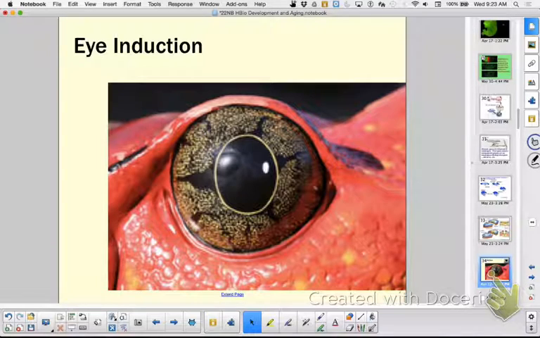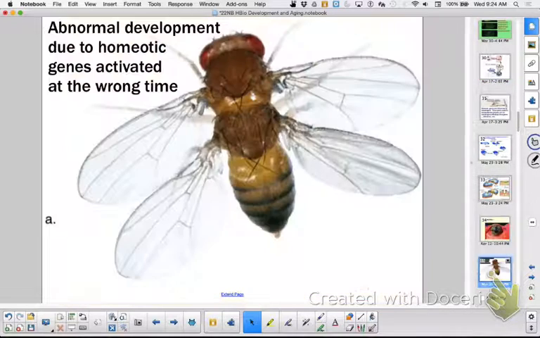And that's the thing about induction. This is some serious peer pressure, okay? It tells the tissue above it, you will form an eye. And they're like, okay. And so then an eye gets formed. That would be another example of that, okay?